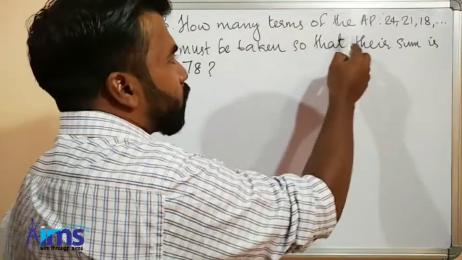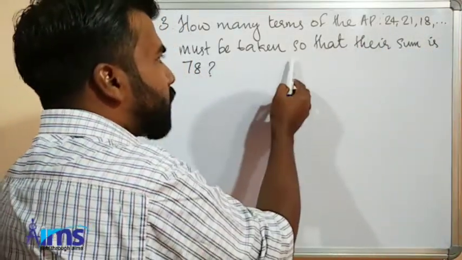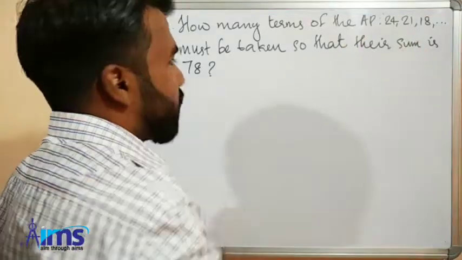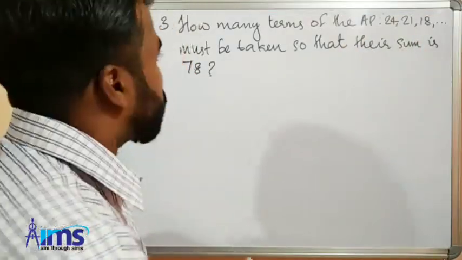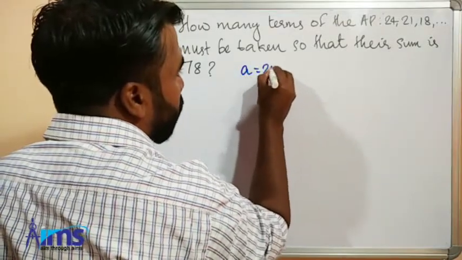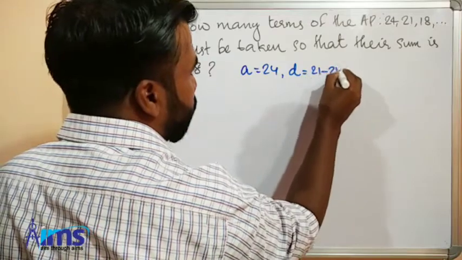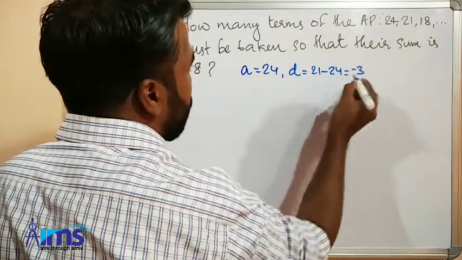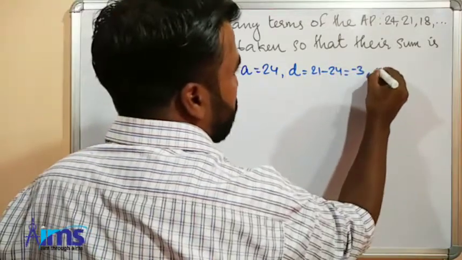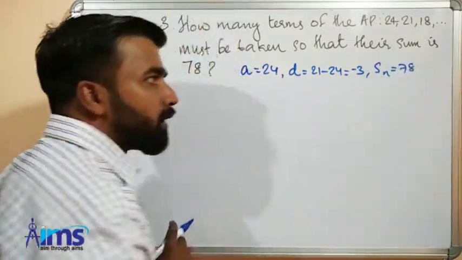Next question. How many terms of the AP 24, 21, 18, etc. must be taken so that their sum is 78? So from the question, what we know? a is equal to 24. Common difference d is equal to 21 minus 24, which is equal to minus 3. Then sum is given, Sn is equal to 78. We have to find n.